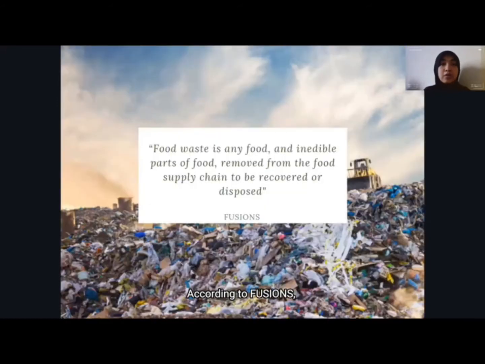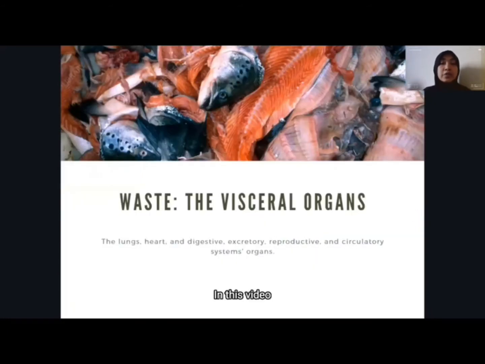According to FUSIONS, food waste is any food or inedible parts of food removed from the food supply chain to be recovered or decomposed, including compost, disposal to sewer, landfill or discarded to sea. Inedible parts of food such as skin and bone are also part of food waste. In this video, we're going to concentrate on finding the best way to handle the waste from the preparation, processing, and rendering of visceral organs of meat, fish, and other animal-derived commodities. The visceral organs are the internal organs of the body, including the lungs, heart, reproductive system, and others.